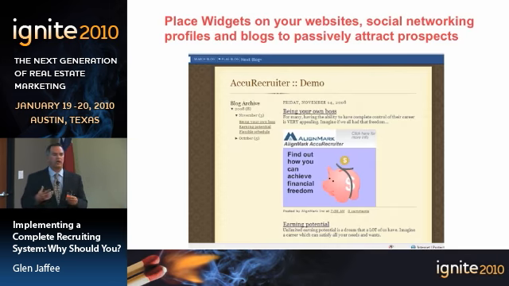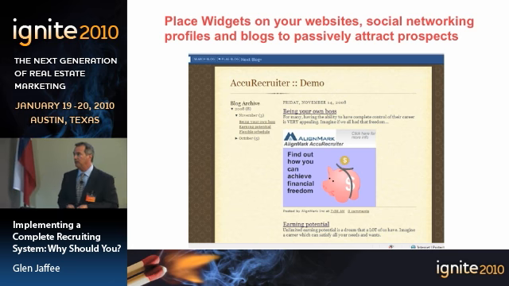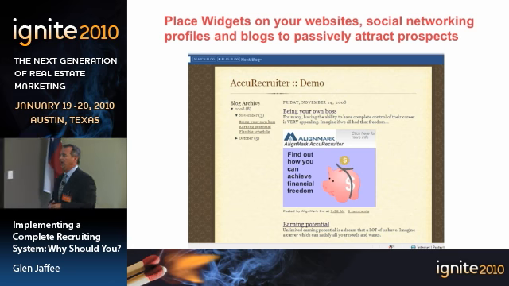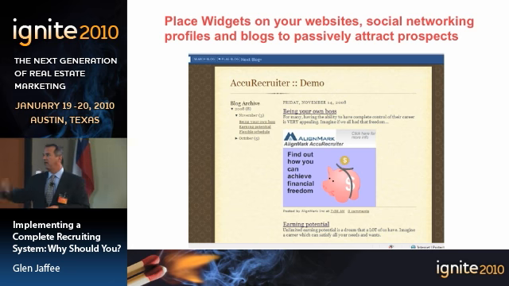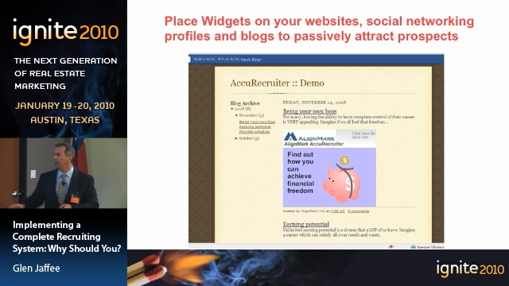So we've talked about social networking. This is an example of a widget. It would also be moving. It's on a blog. And the tagline of "Find out how you can achieve financial freedom" happens to be this particular message, but you can communicate anything you want. The idea is that we want to grab somebody's attention. We want to communicate our value proposition, and this person may not be on our career page, and they may never have found our career page.